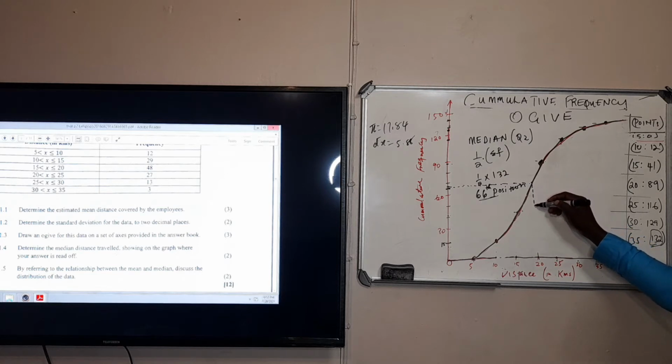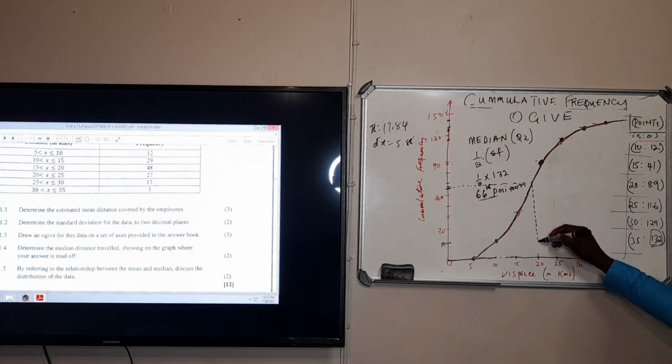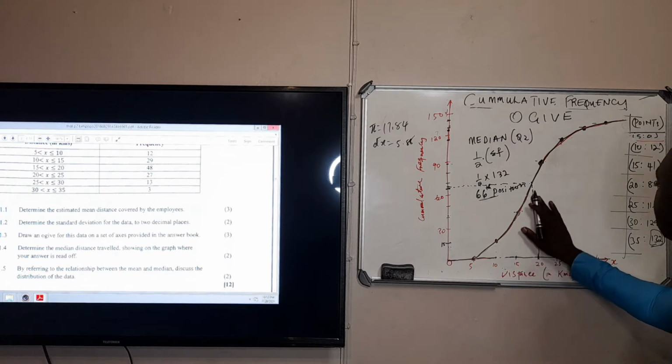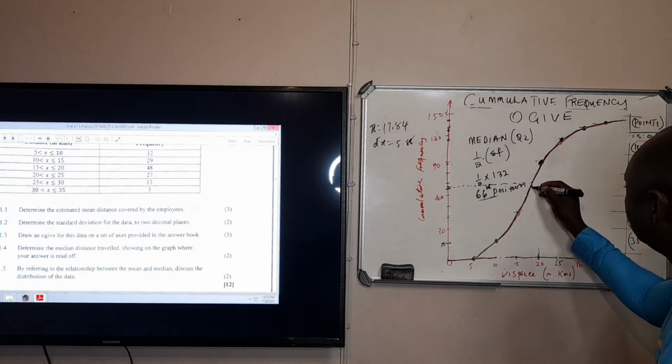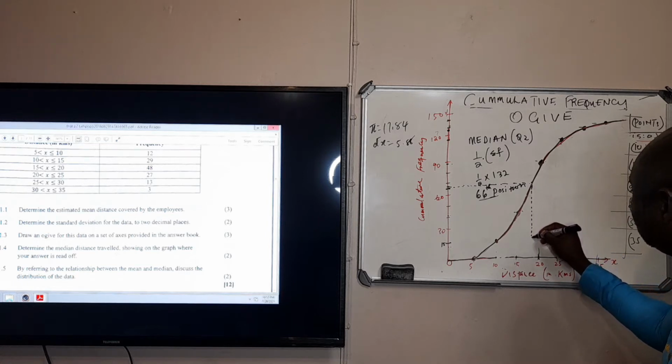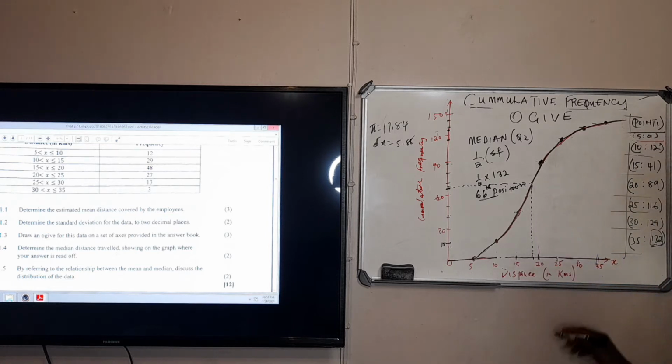So on your 66 position, it comes to somewhere here. This is my graph, let us say it's not properly done. So let it be straight and then it comes down. So now I can say here is say 18. Our median is around 18.